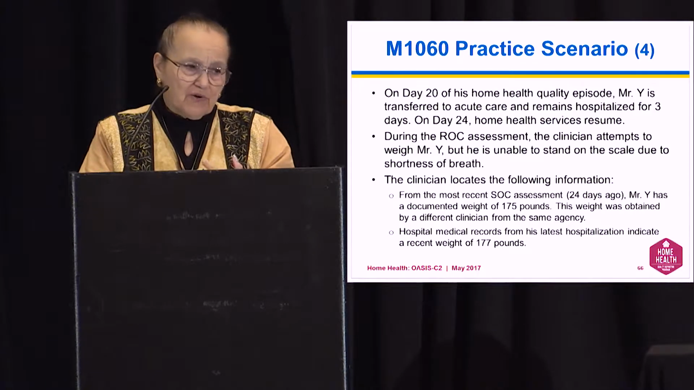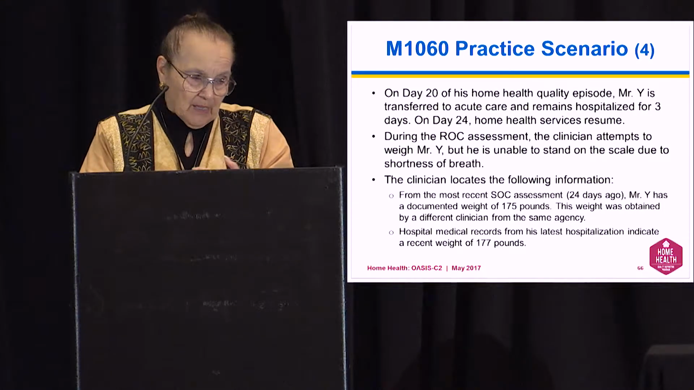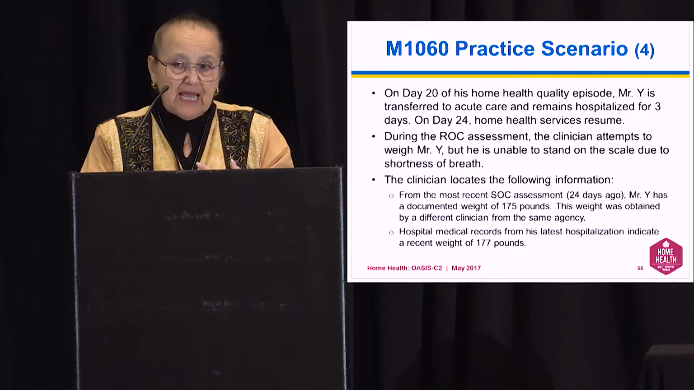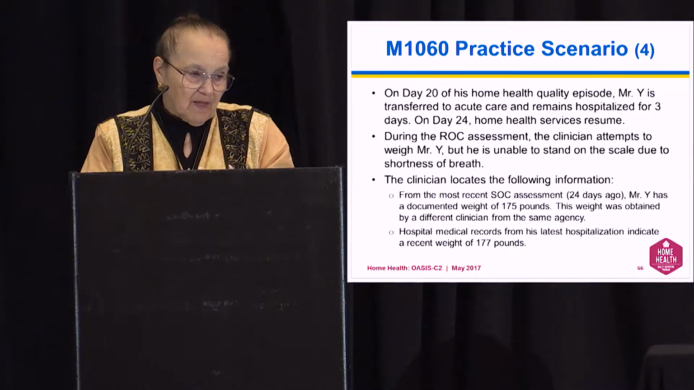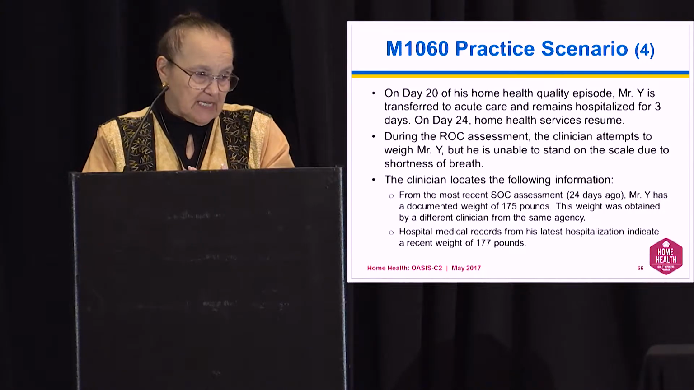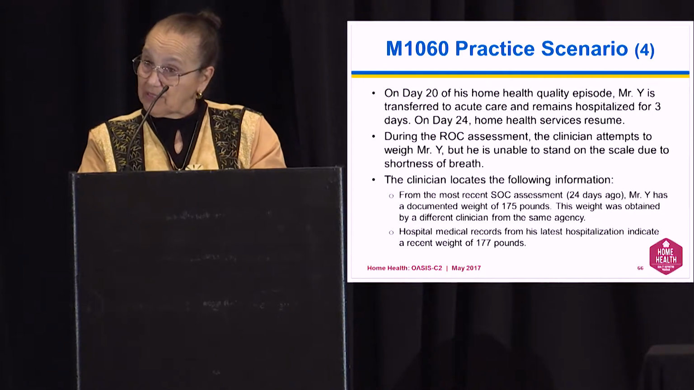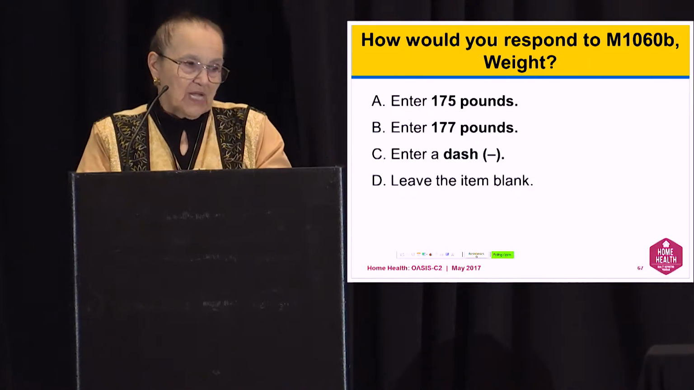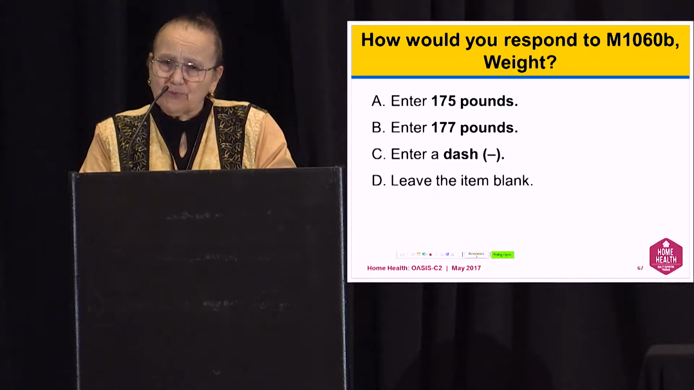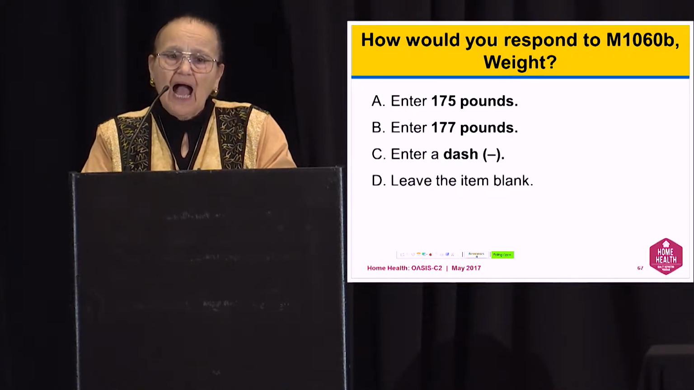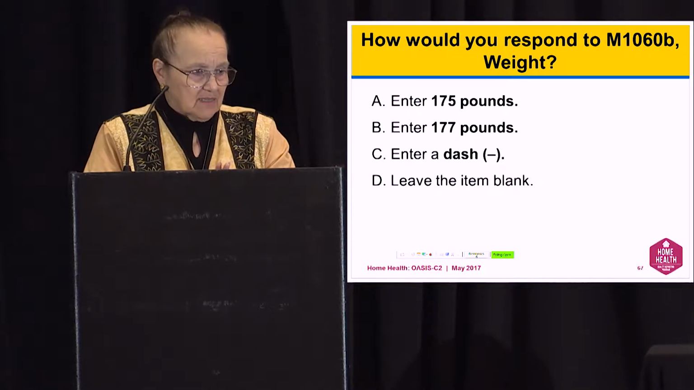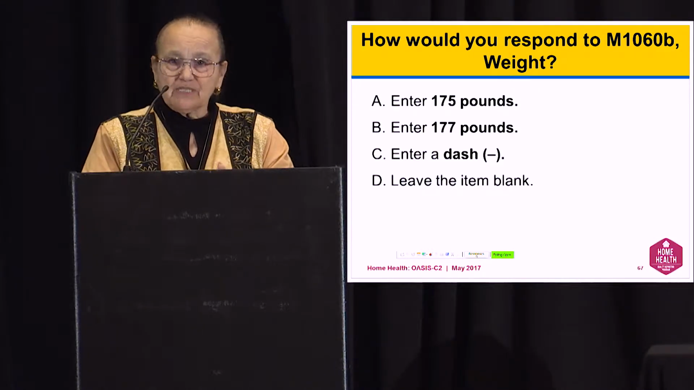From the most recent start of care assessment, 24 days ago, Mr. Y has a documented weight of 175. The weight was obtained by a different clinician from the same agency. The hospital medical records from his recent admission indicate his most recent weight to be 177. So now, what weight are you going to use? Bearing in mind how the question was framed when you were asked. Is his weight 175? 177? Do we use a dash because he couldn't stand on the scale and leave, or do we leave it blank?